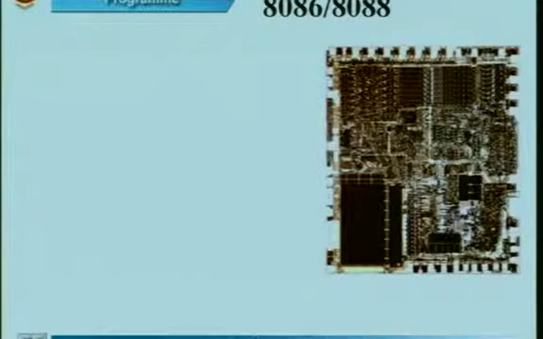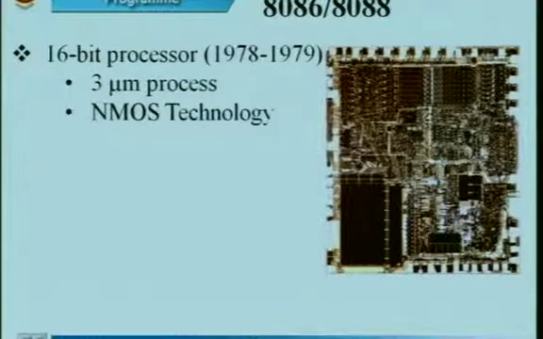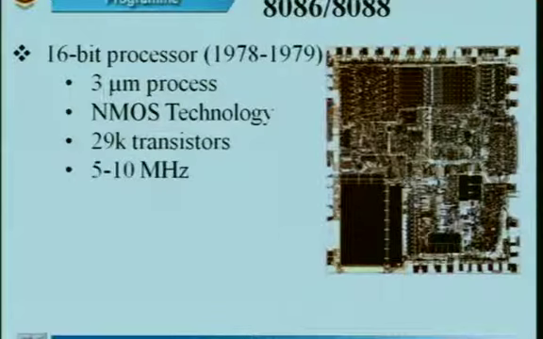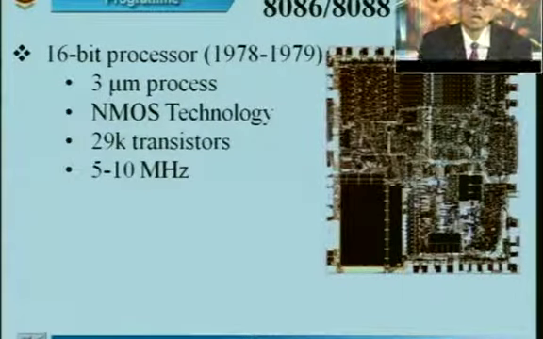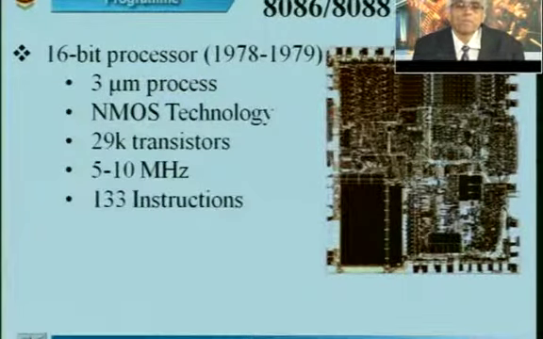Let us come to the next processor, the 8086 and 8088 microprocessors, which we will be going into in detail in this particular course. The 8086 was brought out in 1978, whereas the 8088 was brought out in 1979. This processor used 3 micrometer NMOS technology, having 29,000 transistors. It used to work at a speed of 5 to 10 megahertz.